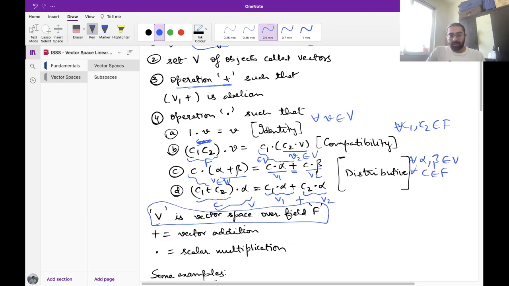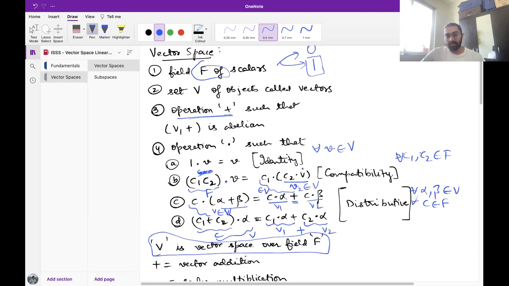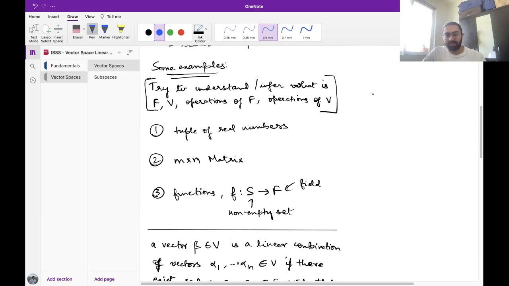Okay, so this vector addition on the set V has to be abelian, and the scalar multiplication with V has to satisfy these properties. Okay, so this is the definition of vector space. Any doubts here? No, sir. Okay, good.